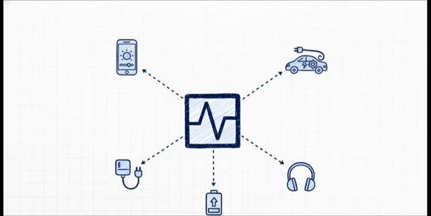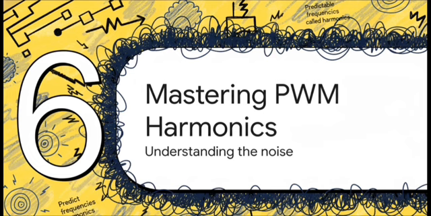All right, we're on the home stretch. We've got to talk about the final, most advanced piece of the puzzle. We've established that PWM is awesome and efficient, but it's not perfect. There's a catch. There's always a catch, right? The very thing that makes it work, those super sharp instant on-off switches, creates an unwanted side effect, electrical noise. This noise shows up at very specific frequencies called harmonics, and learning to control them is what separates the beginners from the pros in power electronics.